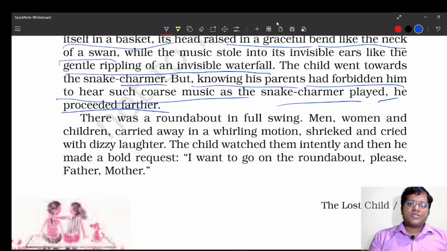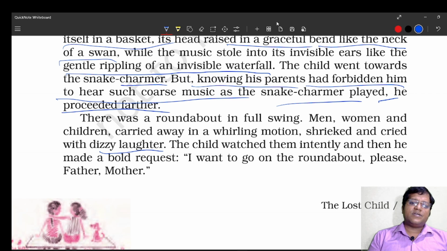There was a roundabout in full swing. Suddenly he saw a merry-go-round going at full speed. Men, women, and children, carried away in whirling motion in the roundabout, shrieked and cried with dizzy laughter. So those men, women, and children were enjoying the ride.